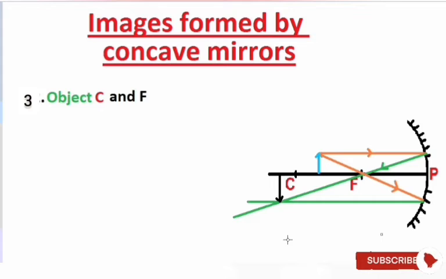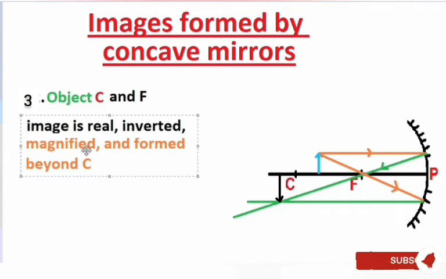Here, the nature of the image formed is that the image is real, inverted, magnified, and formed beyond C. You can see from here that the image is actually formed beyond C. The image is larger than the object. It is also real, and it is inverted.